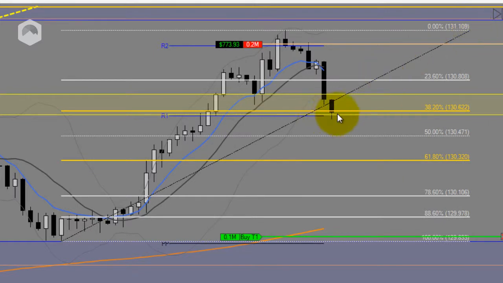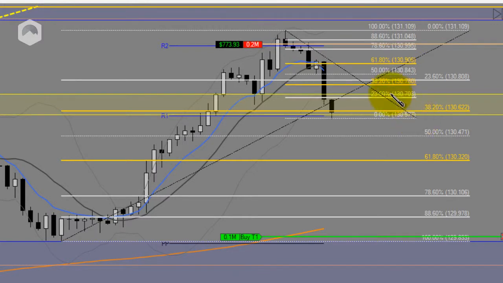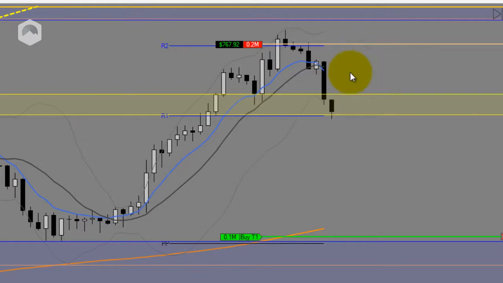It's literally just crossing the 382. We would expect a pullback up above this level into the 382 again, and then a drop below this structure level. So you need to have some patience. You need to stick to whatever your strategy is.